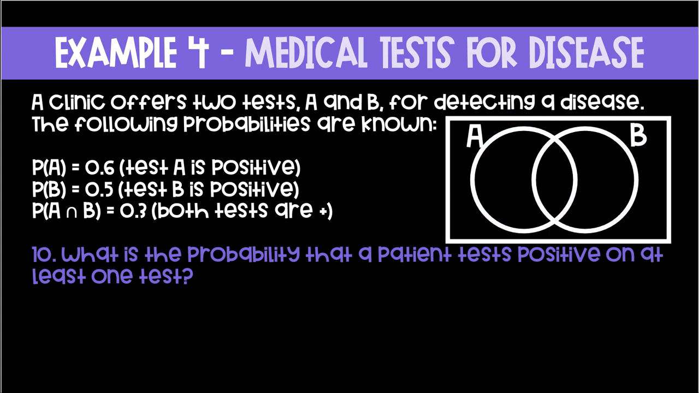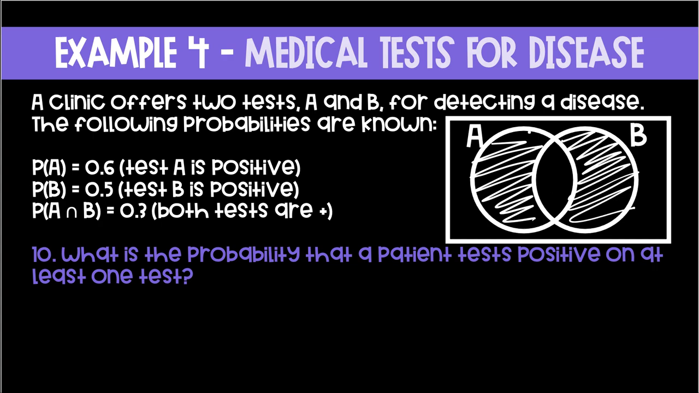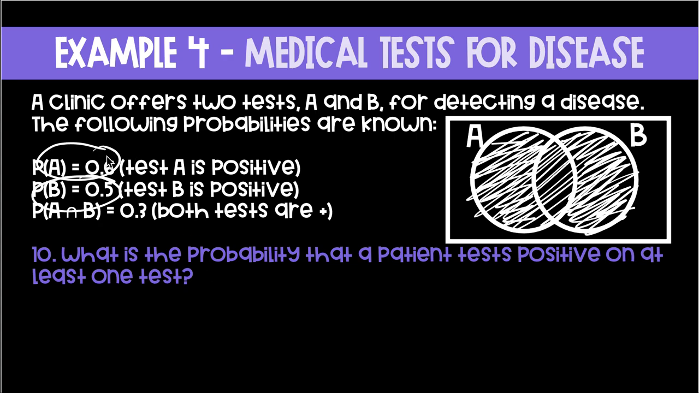What's the probability that a patient tests positive on at least one test? So either A, or positive on only B, or positive on both A and B. Looks like the union. The probability of A plus the probability of B minus the probability of both. We had already found that it was 0.8 or 80%.